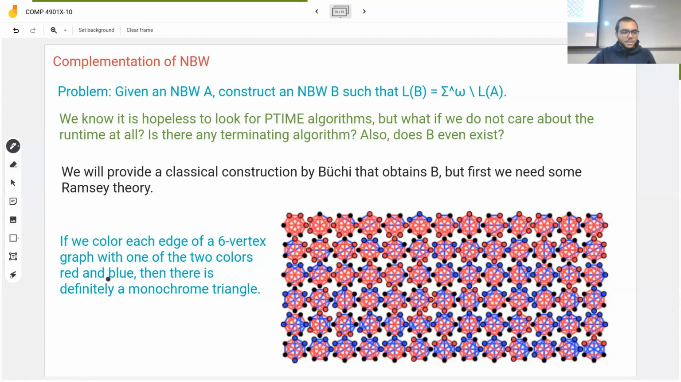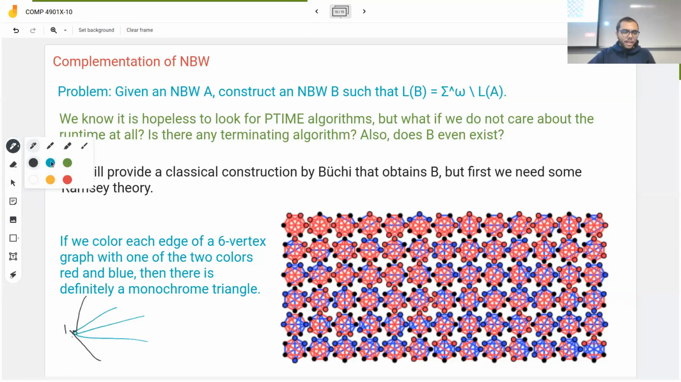So let's say I have 6 vertices. I take my vertex number 1, and there are 5 edges going out of this, right? So by the pigeonhole principle, at least 3 of these edges are the same color. Let's say at least 3 of them are blue. So I know that from vertex 1, I have at least 3 blue edges going out. I have 2 other edges, I don't know their color.